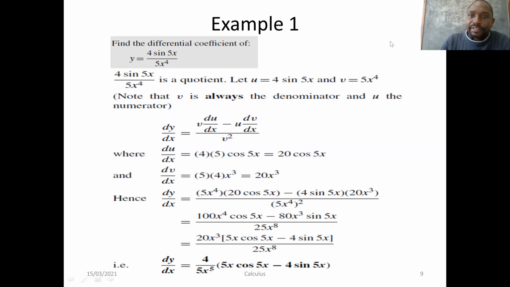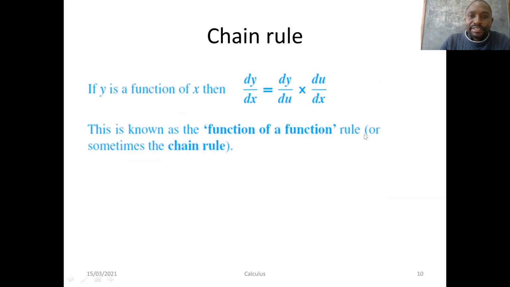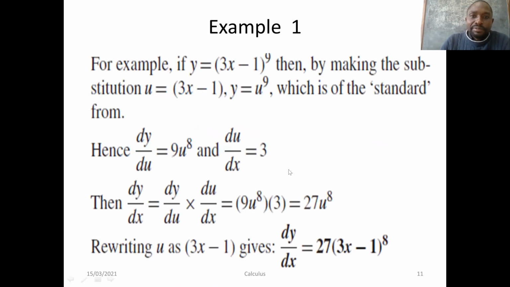Let's move further by looking at the next, which is known as the chain rule. The chain rule states that you can find the derivative dy over dx by first of all finding the derivative of y with respect to u and multiplying it with the derivative of u with respect to x. This is called the function of a function rule, or simply the chain rule. Let's do an example to illustrate.